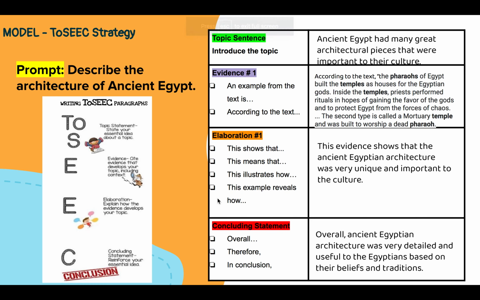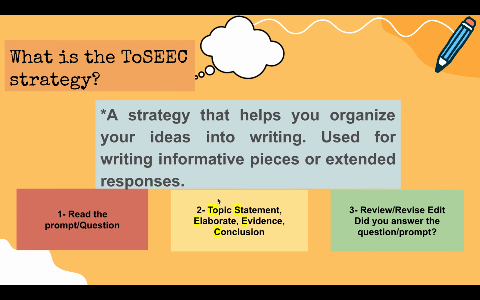So going back to your task, you will use the ToSEEC strategy to read the prompt in question, create a topic statement, elaborate, provide evidence, and provide a conclusion. And then you want to review or revise your writing. You want to ask yourself, did you answer the question or prompt?